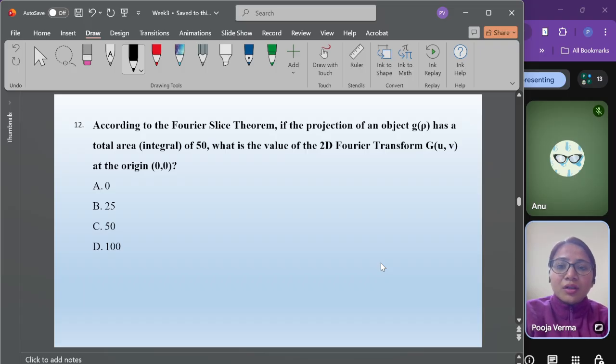Our next question is: according to the Fourier slice theorem, if the projection of an object has a total area that is the integral of 50, what is the value of the 2D Fourier transform, that is F(u,v), at the origin (0,0)? Does anyone have any idea what the value will be at the origin (0,0)?